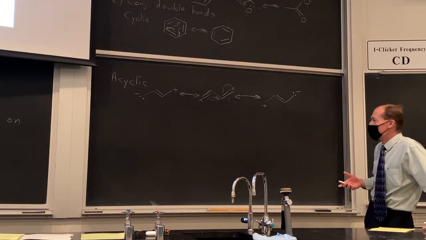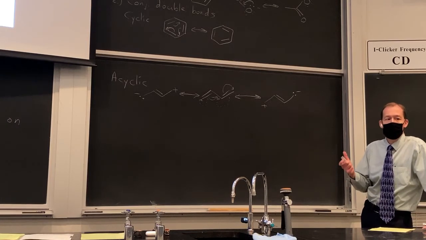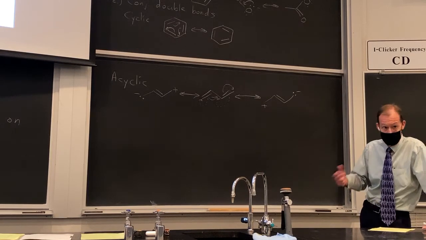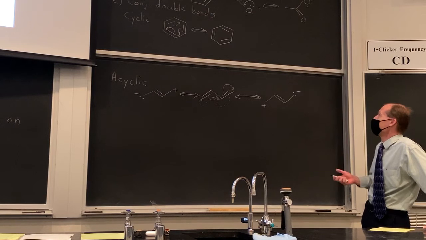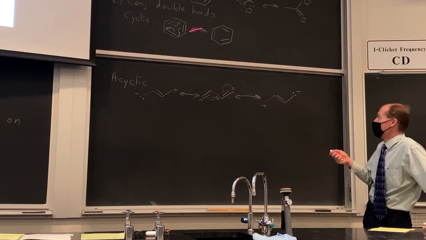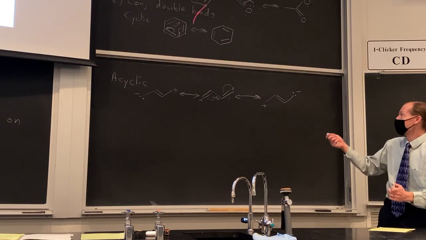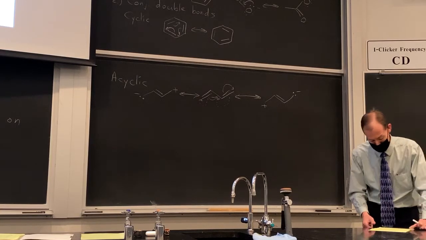Even though they're minor contributors, they do contribute some to the overall structure of the 1,3-diene, and that's something we'll talk about a little more in our next lecture. Okay? So we have resonance with acyclic conjugated double bonds, but it's different from the resonance that we have when we have cyclic conjugated double bonds. These cyclic systems are special, and we'll talk about that in chapter 17.